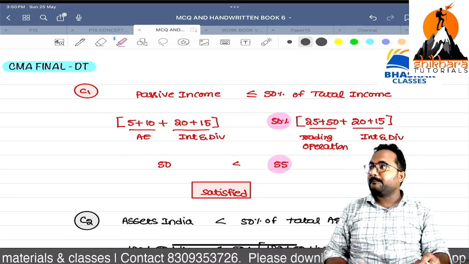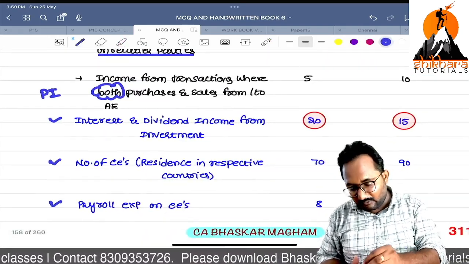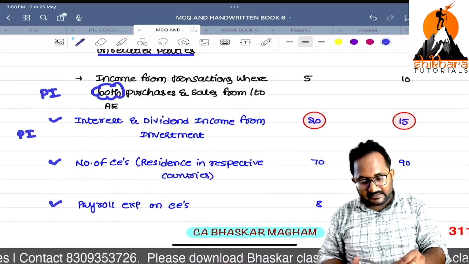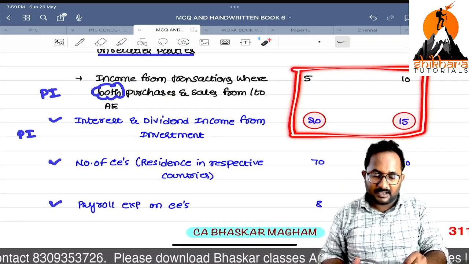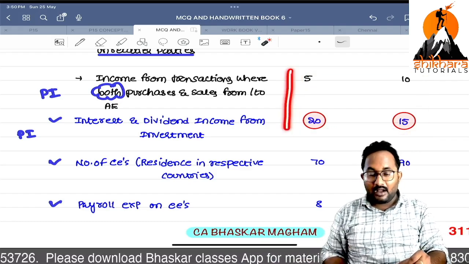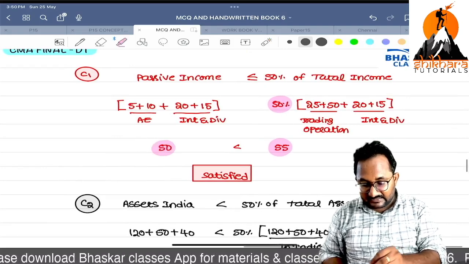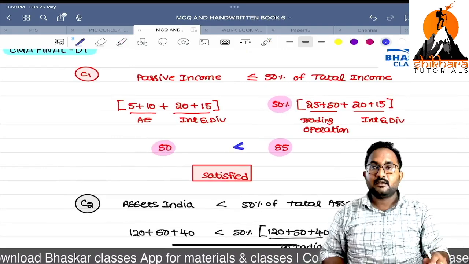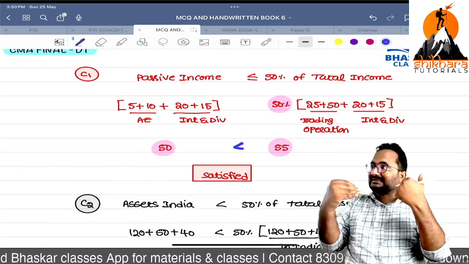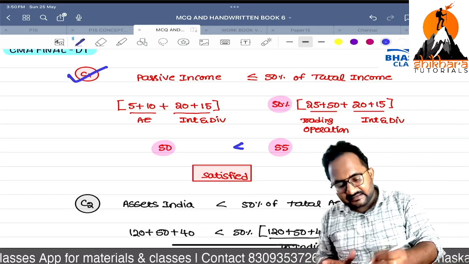Out of that 50%, how much? 55. Passive income, you know already. Passive income means these 2 are what? Passive incomes. Please calculate the total of passive incomes. 5, 10, 20, 15. 50. Can you tell me whether it is less than or more than? Less than. So passive income is less than or equal to 50% of total income. That's why condition 1 is satisfied.